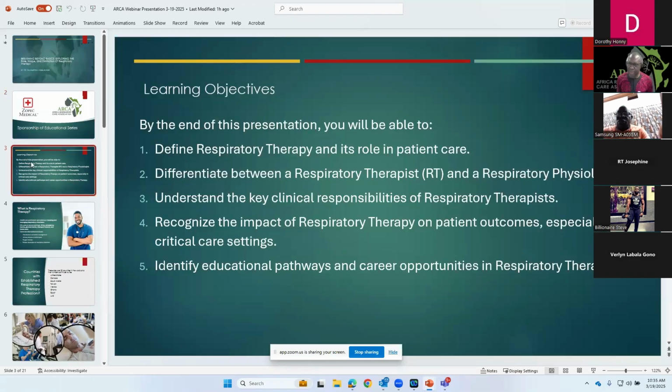The learning objectives for today: by the end of this presentation, you will be able to one, define respiratory therapy and its role in patient care; differentiate between respiratory therapy and a respiratory physiologist, because I know that there are some parts of the world where we have respiratory physiologists; understand the key clinical responsibilities of respiratory therapists; recognize the impact of respiratory therapy on patient outcomes, especially in the critical care setting; and identify education pathways and career opportunities in respiratory therapy.